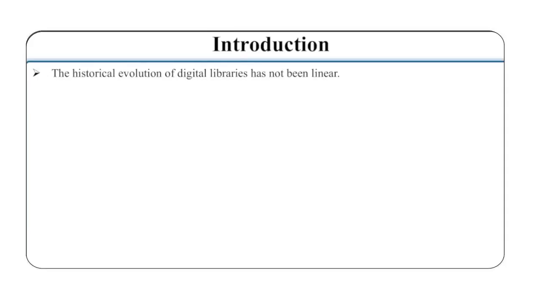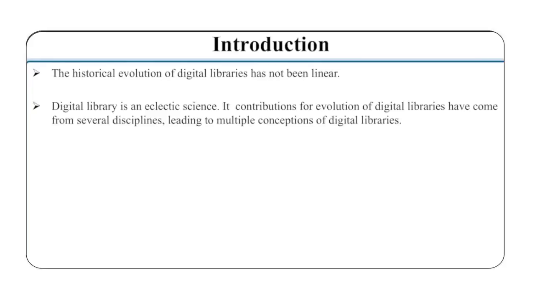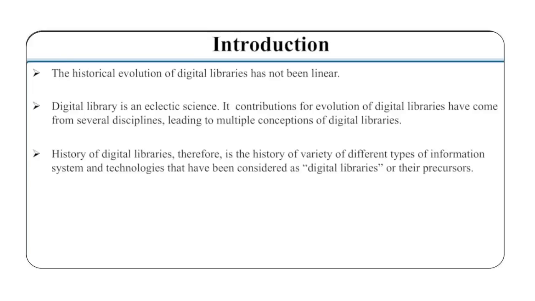The historical evolution of digital libraries has not been linear. Digital library is an eclectic science. Thus, contributions for evolution of digital libraries have come from several disciplines, leading to multiple conceptions of digital libraries, each one influenced by the perspective of primary discipline.